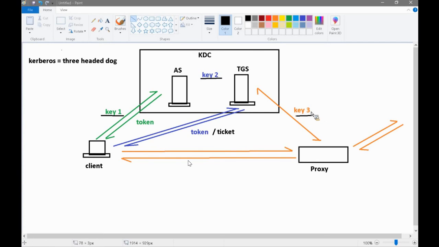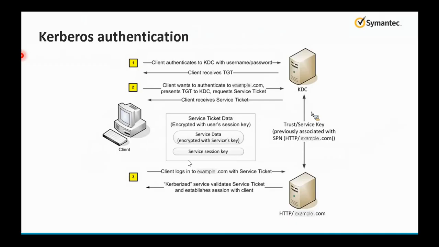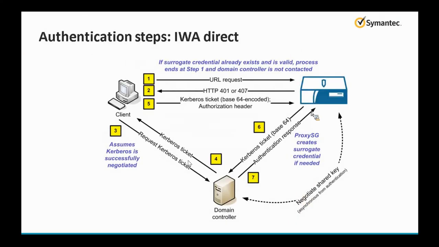Okay. So now in our setup, how does it look like? Let's say we are using IWA Direct. So for IWA Direct, this is how it looks like. Okay. Of course, there should be a back-end configuration necessary first. Okay. So after back-end configuration is done, which I'm going to show you in the next slide.